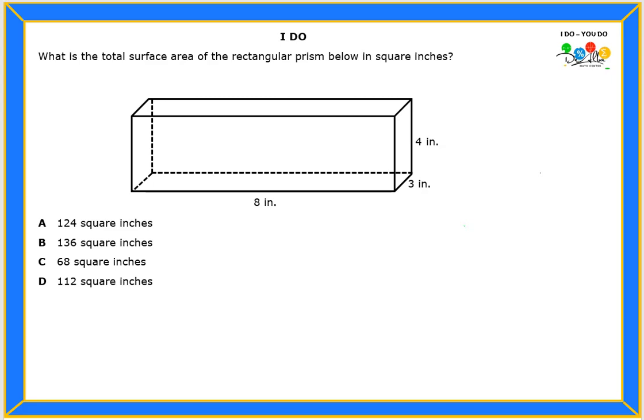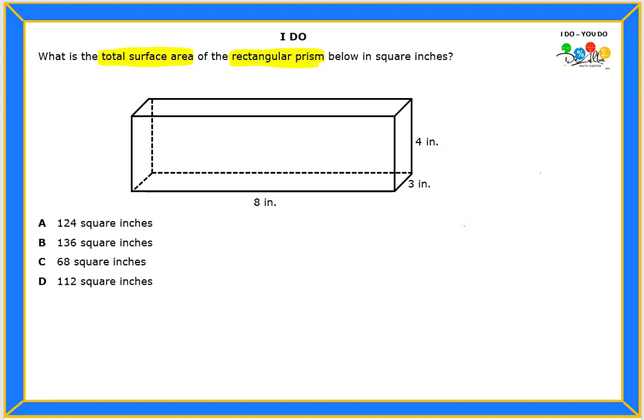It says, what is the total surface area of the rectangular prism below in square inches? So we are looking for total surface area, and the shape that we're going to be working with is a rectangular prism. First, let's analyze what it means by total surface area. Total means everything, so we need to find the area of every face in the rectangular prism.